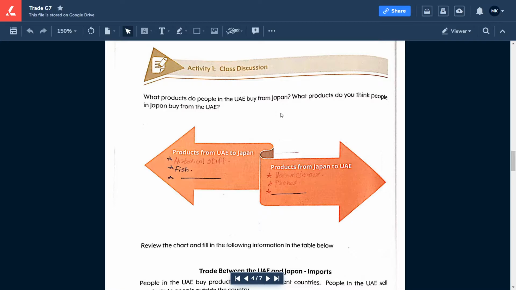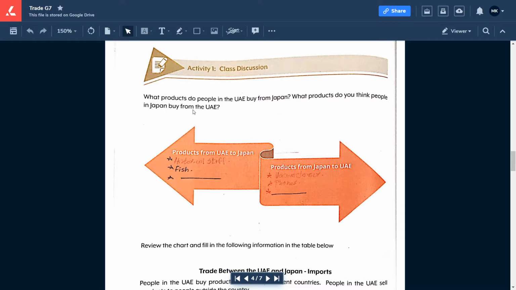Let's start. Activity number 1. What products do people in the UAE buy from Japan? What products do they think people in Japan buy from the UAE? Okay, products from the UAE to Japan. I wrote here historical stuff, but also fish.